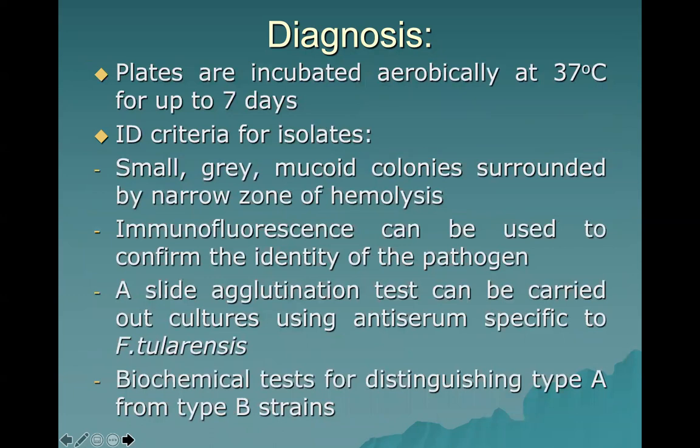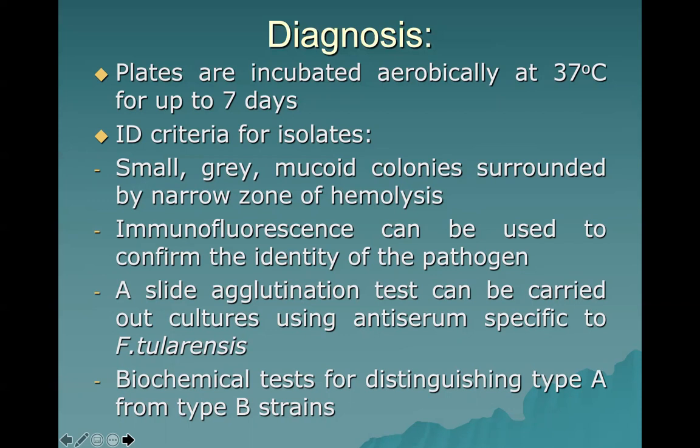Plates are incubated aerobically at 37 degrees Celsius up to 7 days. And the following are identification criteria for the isolates. Small gray mucoid colonies surrounded by a narrow zone of hemolysis in blood agar plate. Immunofluorescence can be used to confirm the identity of the pathogen.